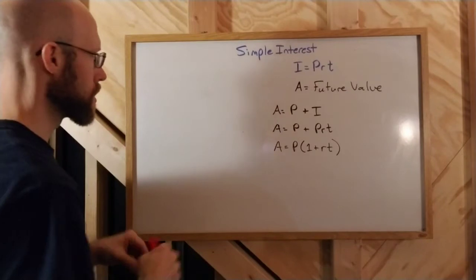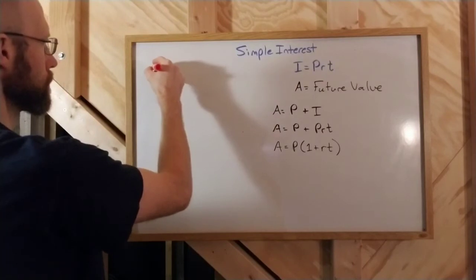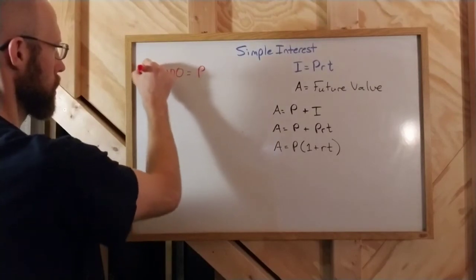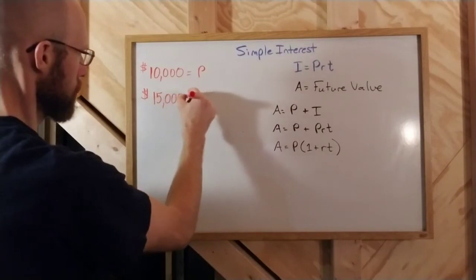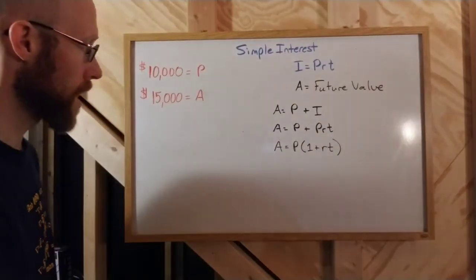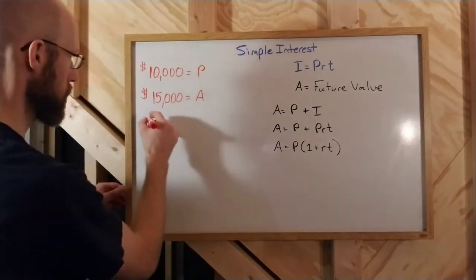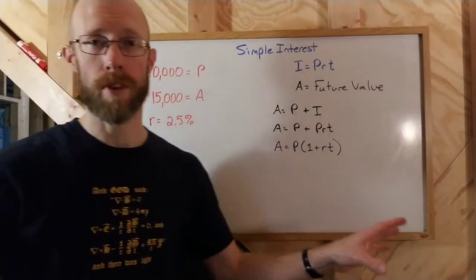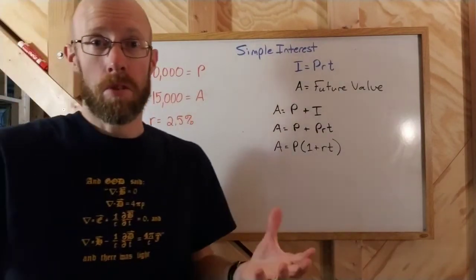Alright, so let's say you're starting out with $10,000 and you want to end up with $15,000. So you want your $10,000 to grow to $15,000, and you don't know how long that's going to take, but you know the interest rate. Maybe the interest rate is 2.5%. Okay, so you can invest that money at 2.5%, and you want the $10,000 to grow to $15,000. You don't know how long that's going to take.